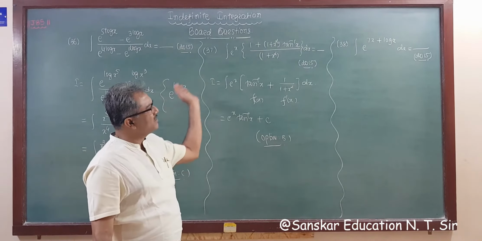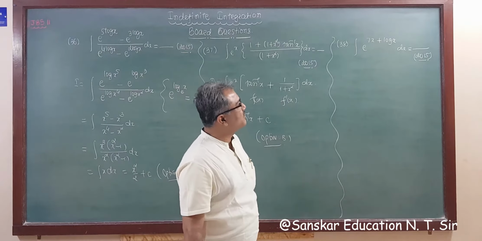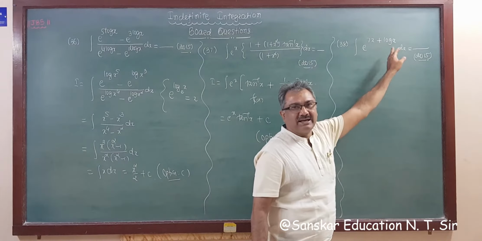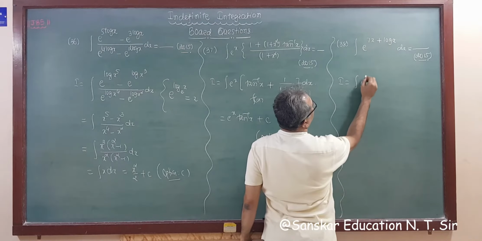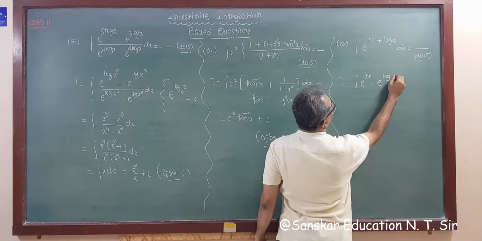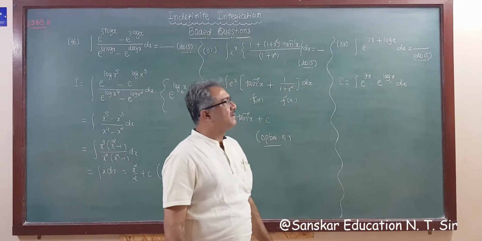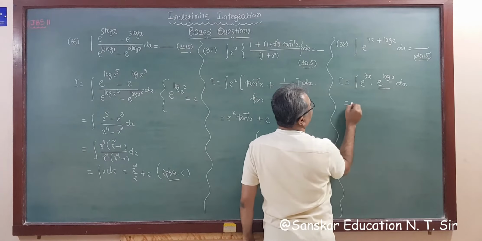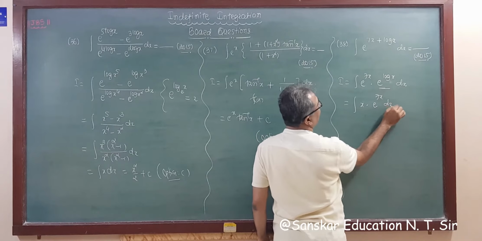These are all very easy questions. You have to apply only the concept. Next question is also a nice question. See, given e raised to 7x plus log x dx. Applying the exponential rule, we get I is equal to e raised to 7x into e raised to log x, base e. Now applying this rule again, the answer of this is x. So we get integration x into e raised to 7x dx.